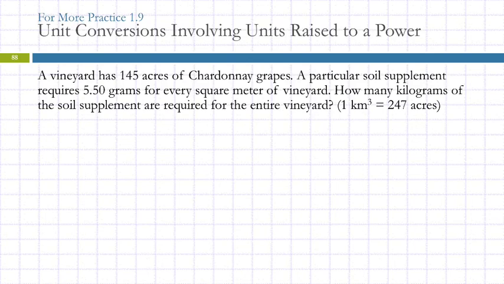Let's do this one. The other one is a little more simple. This one's more fun. If you want to see the previous one, watch the video from yesterday for the Monday, Wednesday class. Okay, a vineyard has 145 acres of Chardonnay grapes. Particular soil supplement requires 5.50 grams for every square meter of vineyard. How many kilograms of the soil supplement are required for the entire vineyard? And then that's a conversion factor that's given to you.